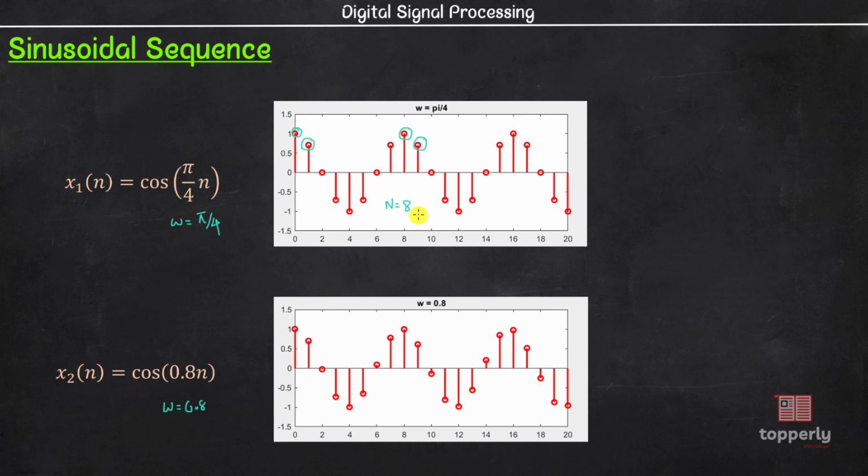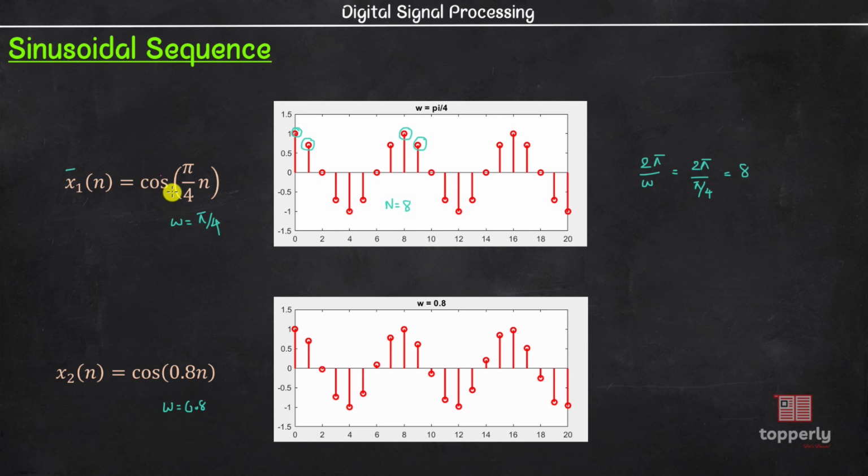We can also conclude that this is a periodic sequence with our expression 2 pi by omega is equal to 2 pi by pi by 4, which is equal to 8, and 8 is a rational number, therefore the ratio 2 pi by omega is rational. So this sequence will be periodic and therefore we should represent x1 with a dash over it to show that it is a periodic sequence.